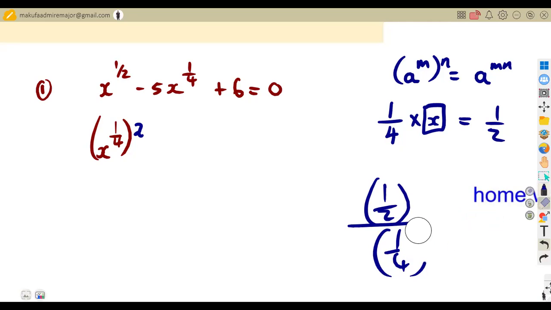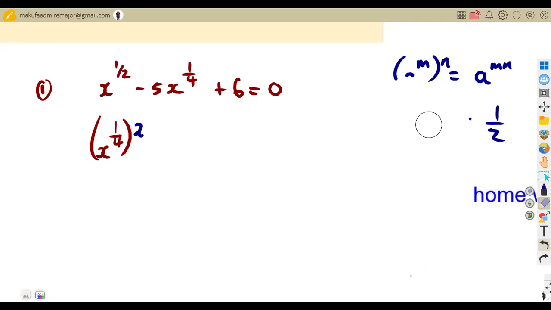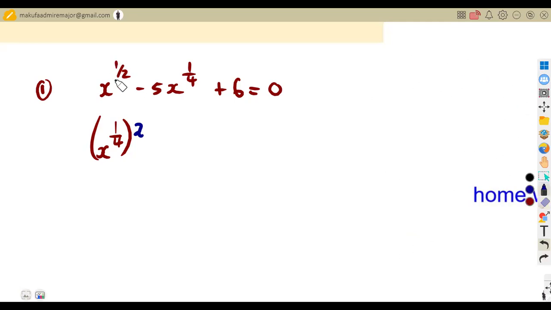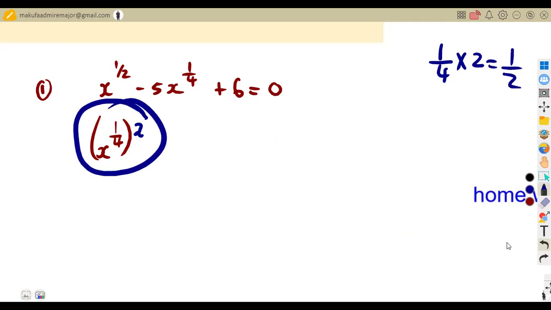So that's exactly the number we need in this case, so that we obtain this 1 over 2. All right. So if you multiply 1 over 4 times 2, you're going to get 1 over 2, which means on this part here, we haven't changed anything. But what we want is the smaller exponent.